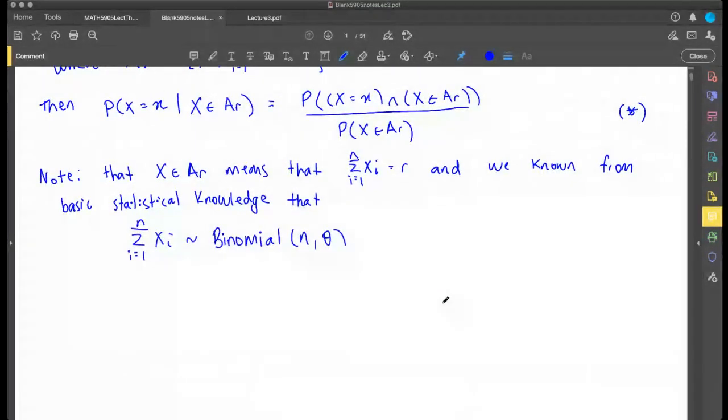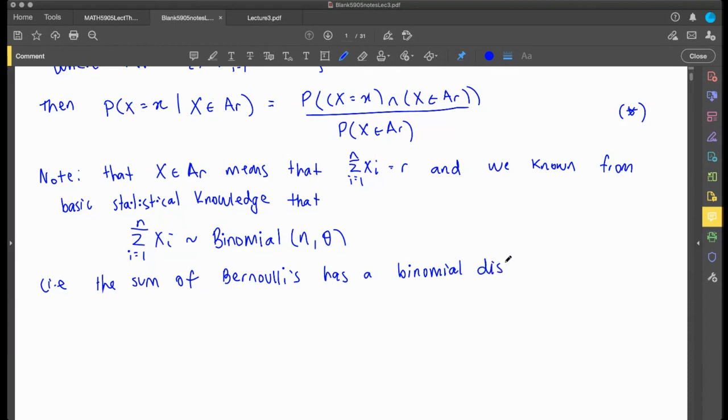I'll leave that conditional probability there. What is this saying? That the sum of Bernoullis is binomial. This is sort of just by definition: the sum of Bernoullis has a binomial distribution. So this is going to help us to compute this conditional probability here.